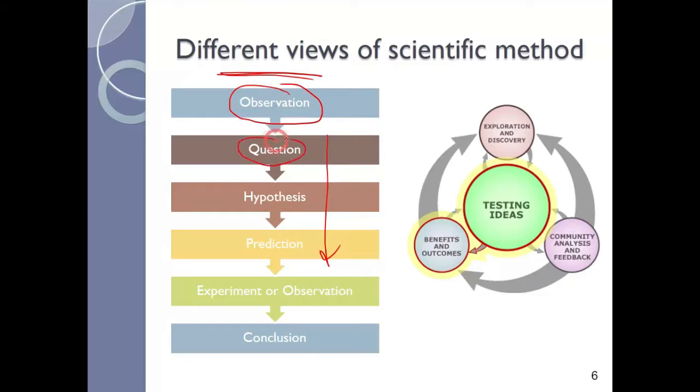Do we have to ask a question? Do we have to make a prediction in order to make it science? Not necessarily. The other thing it doesn't really capture is the idea that it's really this back and forth process. We spend some time testing ideas, like over here on the right, but there's a lot of exploration and discovery done before that, some discussion with other people, and evaluations of the benefits and outcomes. And there's a lot of back and forth between these different elements.